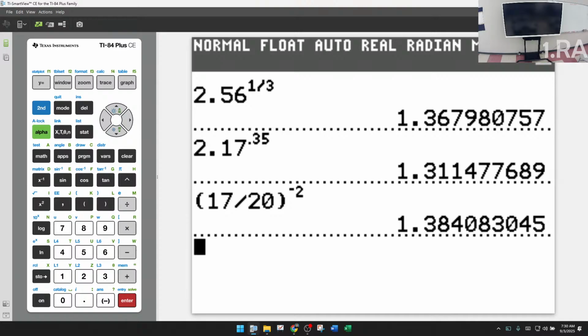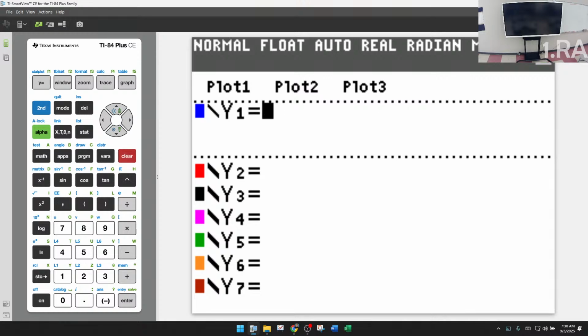Finally, average rate of change from 3.3 to 5.8. My bet, because you need to plug both of those in, I'm going to go y equals. If I have to plug more than one thing in for x, I go to y equals. 0.5x to the third.